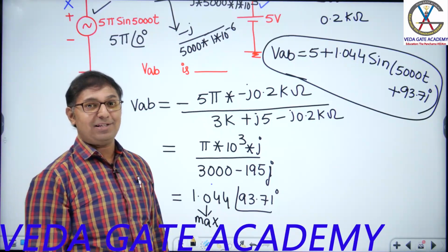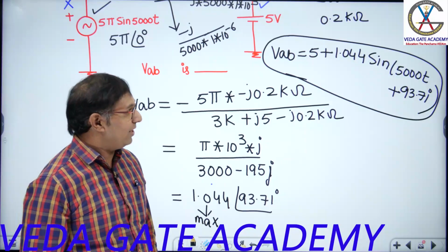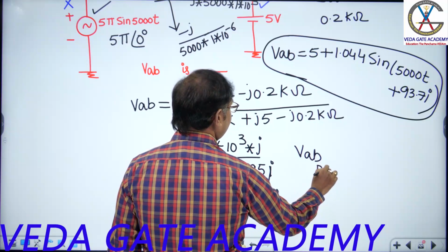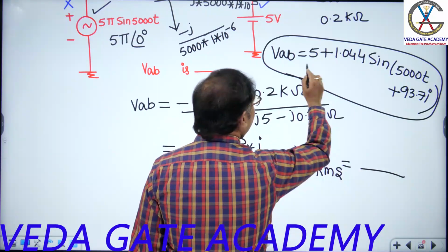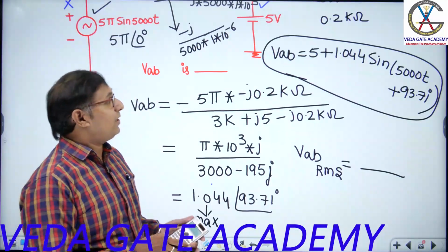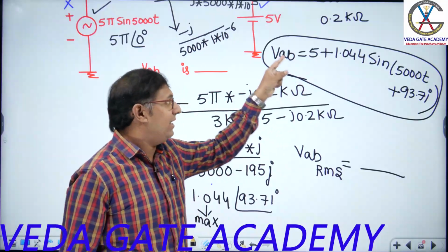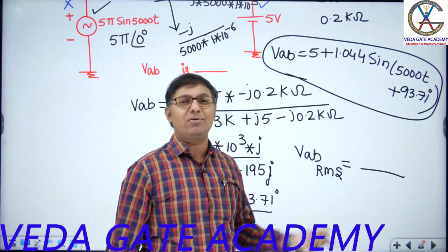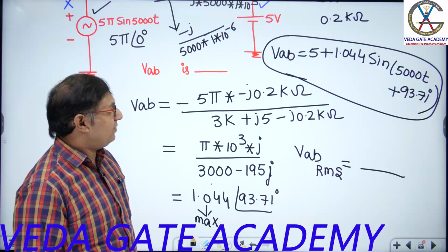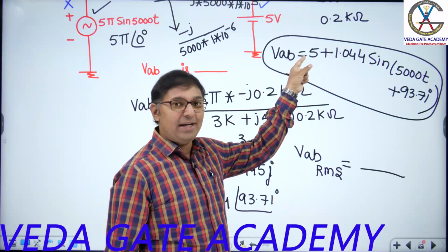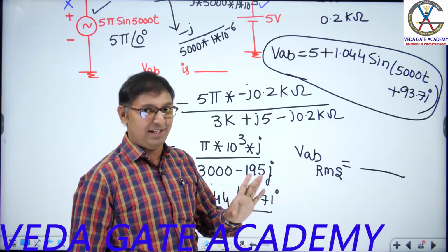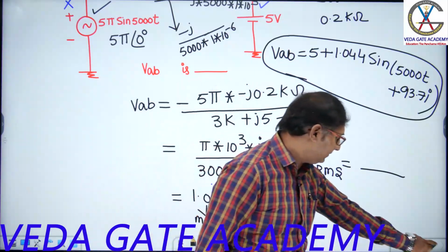You want some homework? This is VAB. Let us calculate VAB RMS. For this function, what is the VAB average? Simply 5 only. The form is A0 plus A1 sin omega t, and the average value is A0, which is 5. So VAB RMS is root over 5 square plus 1.044 square by 2. Simple, single step. Done. Next question.